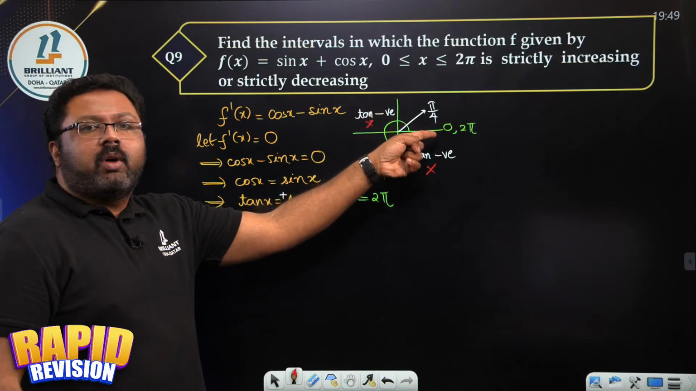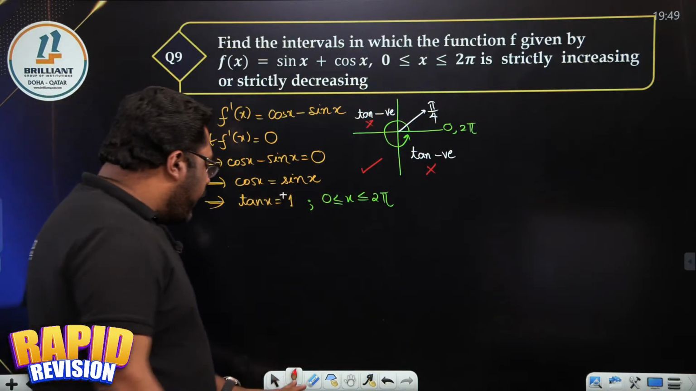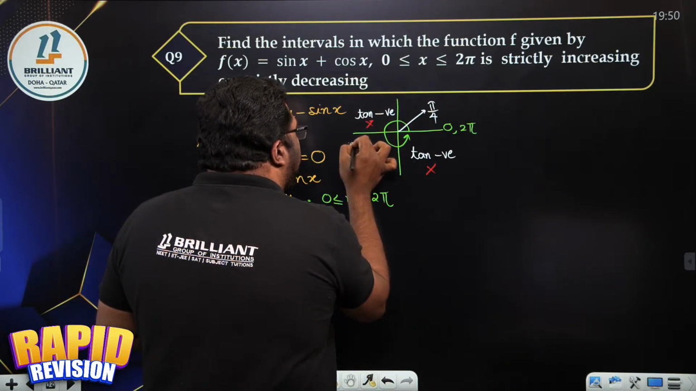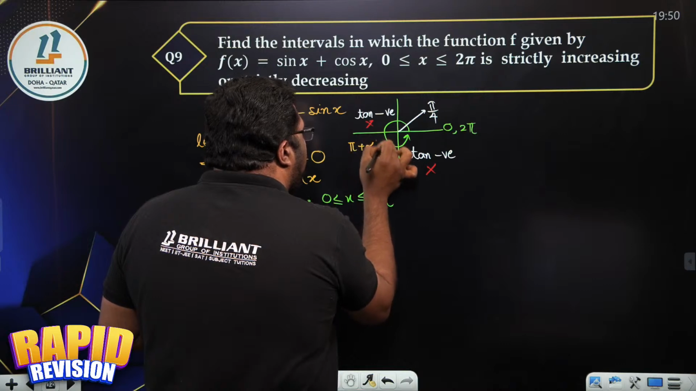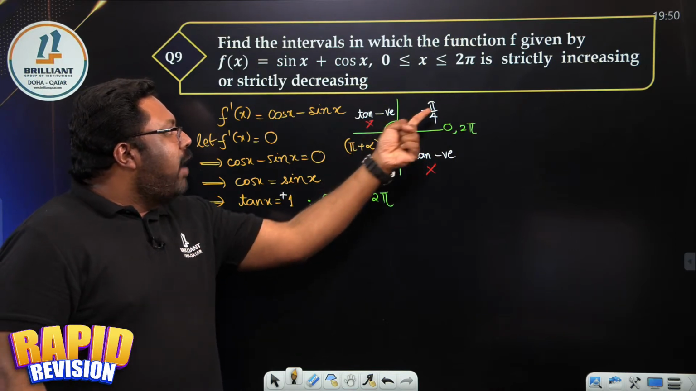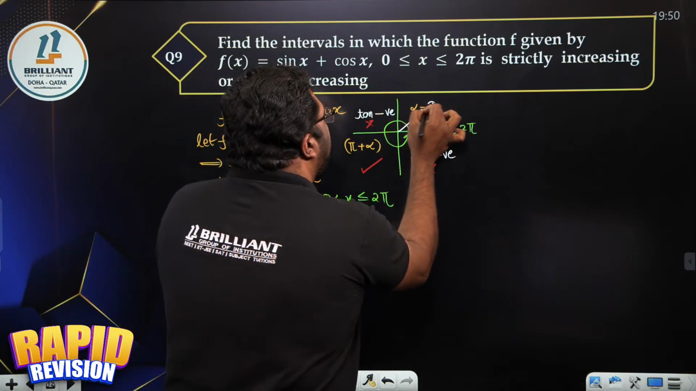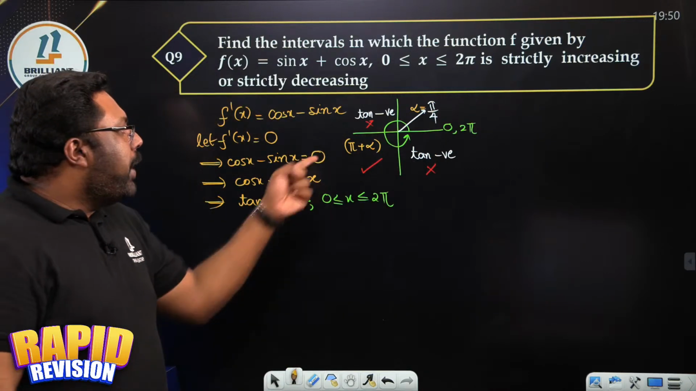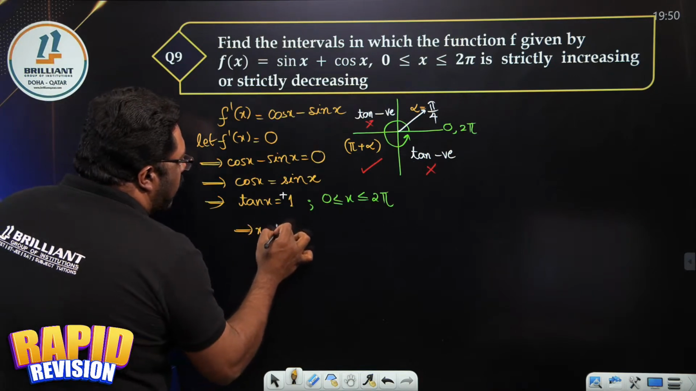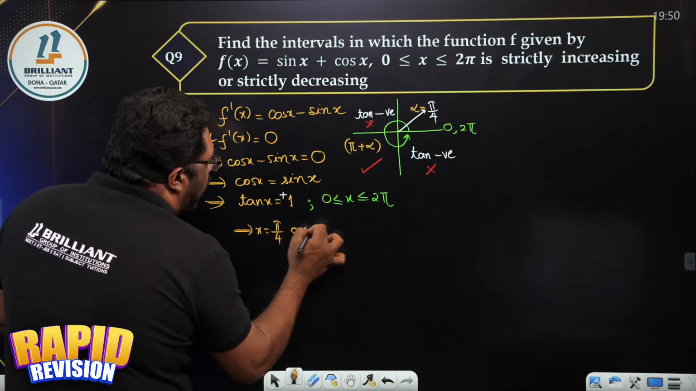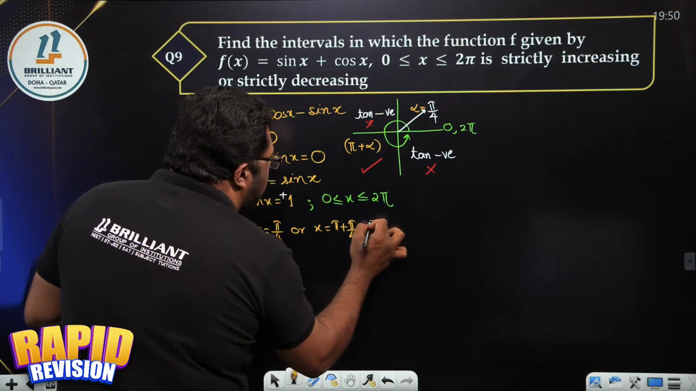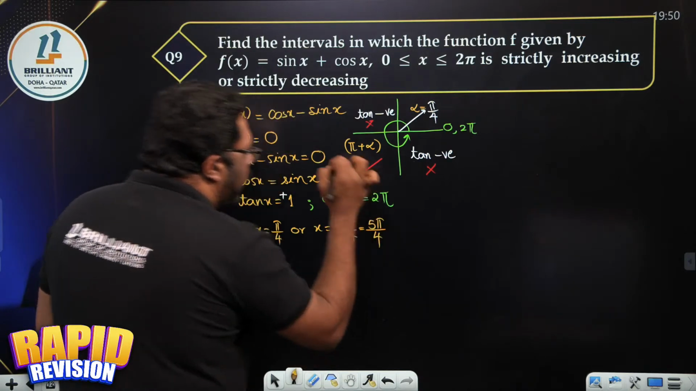Tan x is positive in the first quadrant and the third quadrant. But when it comes to the third quadrant, we are supposed to know this: the angle will be pi plus alpha. What is the allied angle of alpha in the first quadrant to the third quadrant? Pi plus alpha. So that implies x is pi by 4 or x is pi plus pi by 4, which is 5 pi by 4.